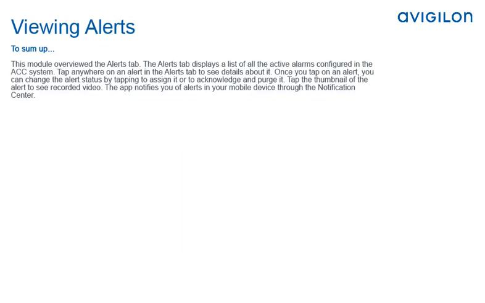This module overviewed the Alerts tab. The Alerts tab displays a list of all the active alarms configured in the ACC system. Tap anywhere on an alert in the Alerts tab to see details about it. Once you tap on an alert, you can change the alert status by tapping to assign it or to acknowledge and purge it. Tap the thumbnail of the alert to see recorded video. The app notifies you of alerts in your mobile device through the Notification Center.